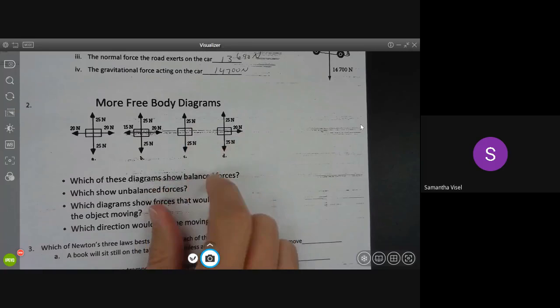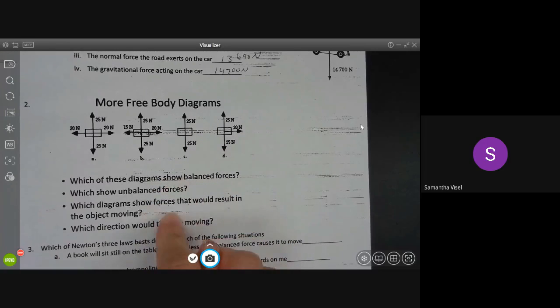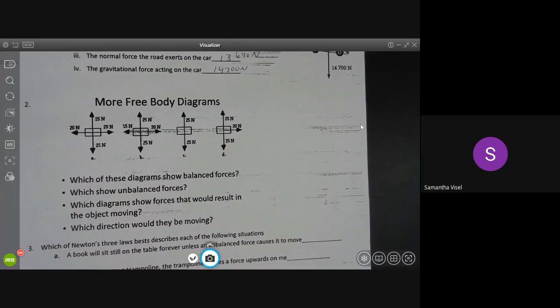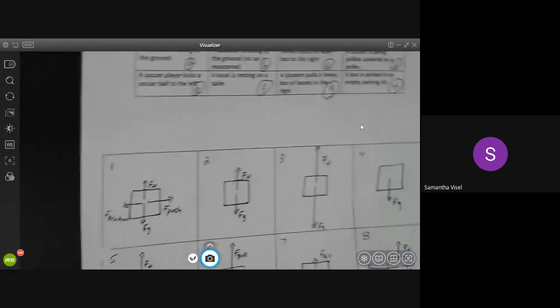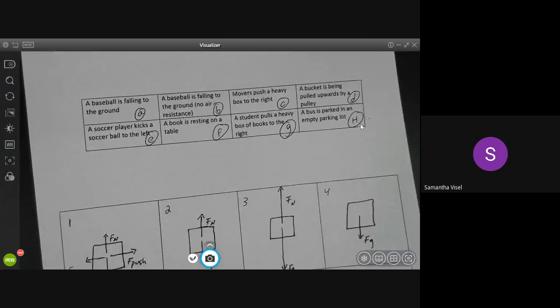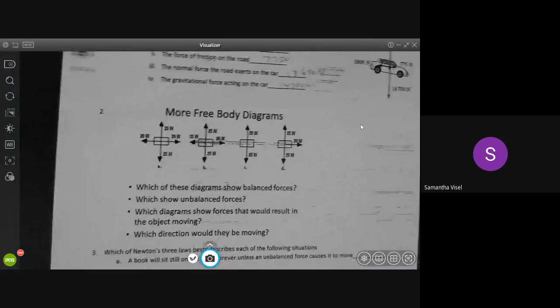So I'll let you think about what these two are, and then you're going to group these into categories A, B, C, or D based on if they are balanced or unbalanced, and if they would be moving and which way they would be moving. This does have a back, so don't forget about the back. You're going to be matching up free body diagrams and stories. So give this assignment a shot.